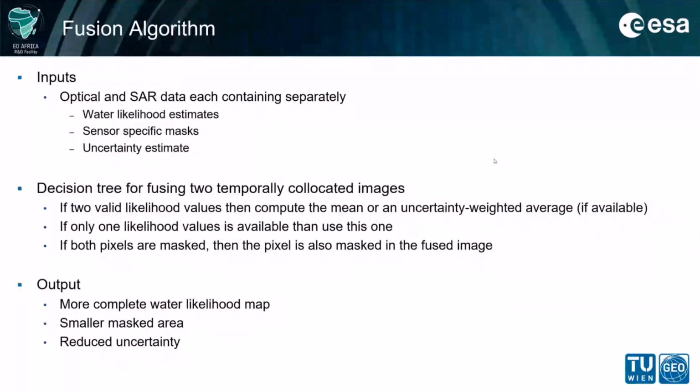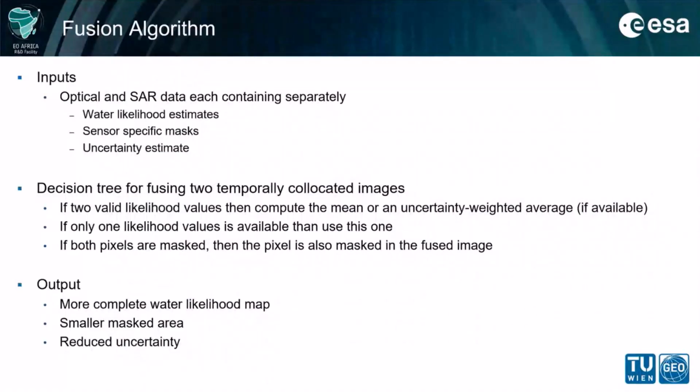So the inputs to these fusion algorithms are optical and SAR data, each containing separately the likelihood estimate for, do we observe water or no? It would combine sensor-specific masks, recognizing that an optical sensor has different limitations than a SAR sensor. And here comes again an effort that even if you have already a likelihood value, it still would be good to have an uncertainty on top of the likelihood.